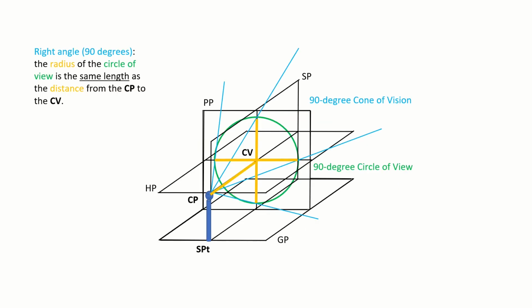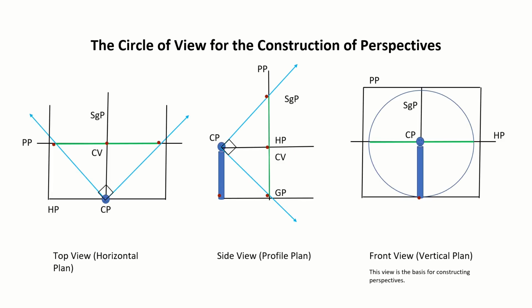Here's a 90-degree cone of vision viewed from the outside, where the radius of the circle of view is the same length as the distance from the center of projection to the center of vision. Here's the perspective model with a 90-degree cone of vision from various viewpoints. With a 90-degree angle of vision, the angle between opposite projection rays and the sagittal line is 45 degrees. This means that the cone of vision intersects the picture plane at 45 degrees. Thus, we label the points of intersection 45 left and 45 right.